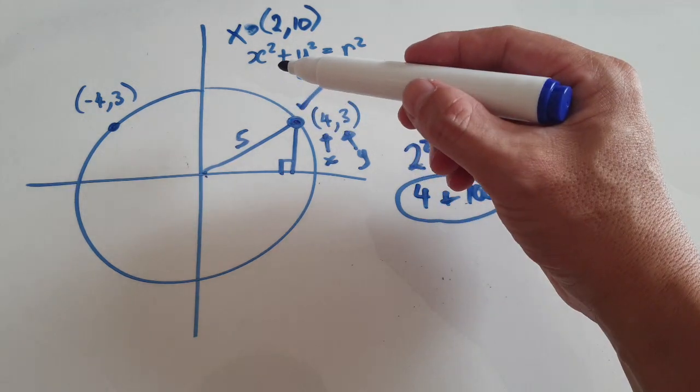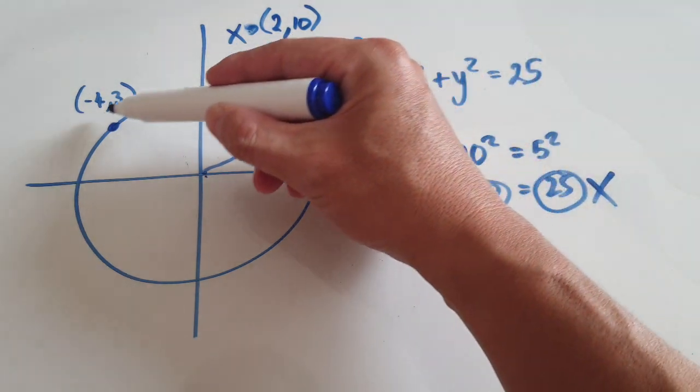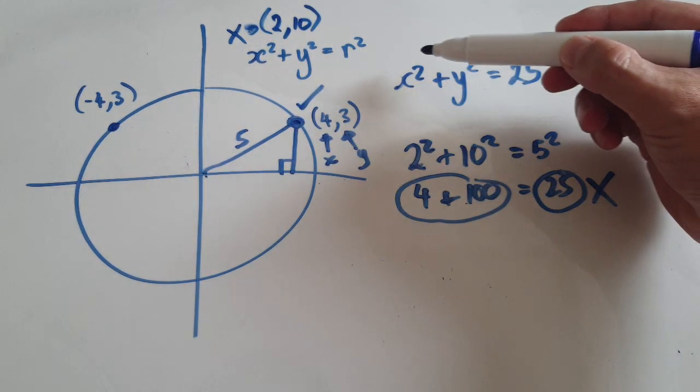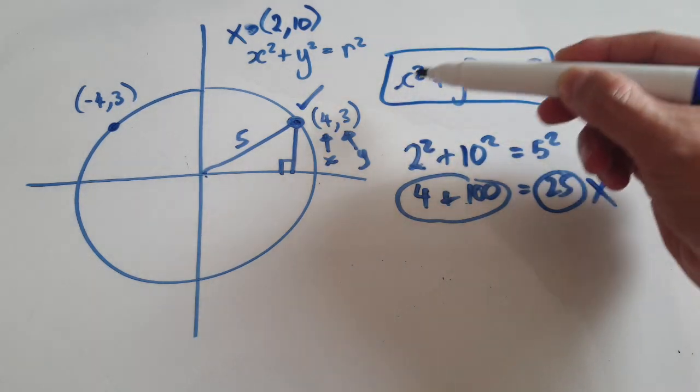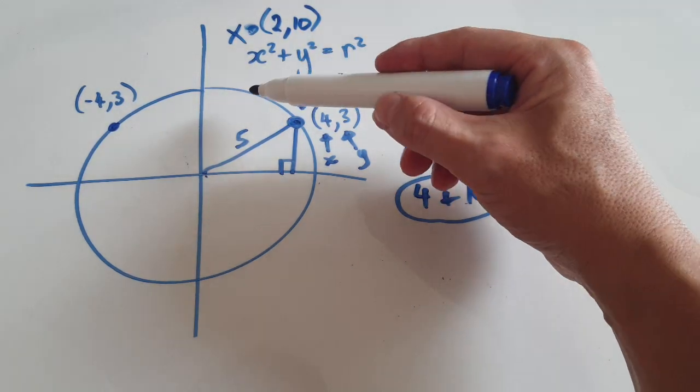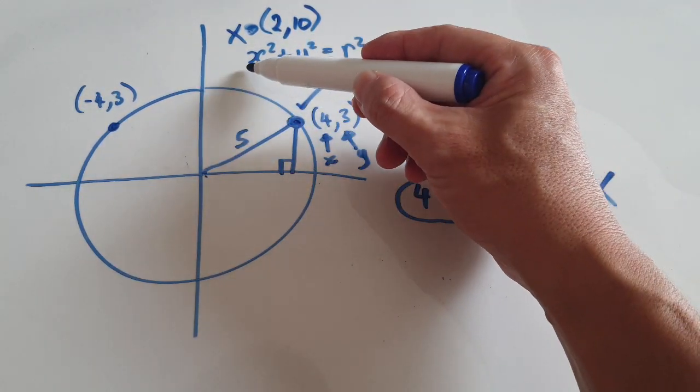It turns out that all the points on this circle will satisfy this equation. Hence, the reason why the equation of a circle is given by this.